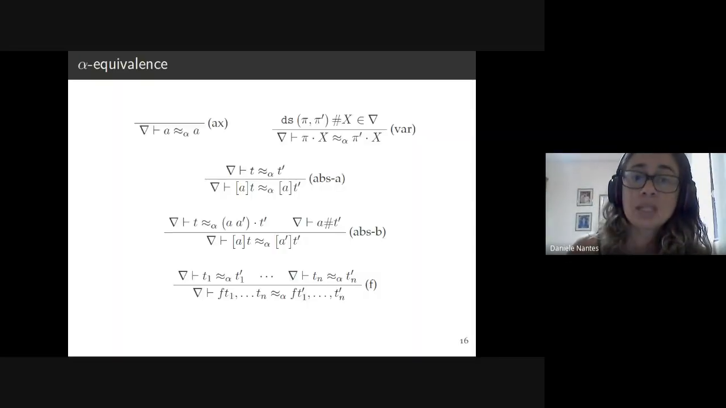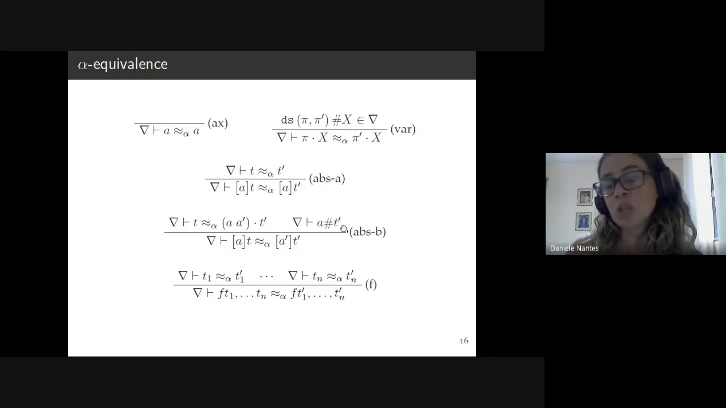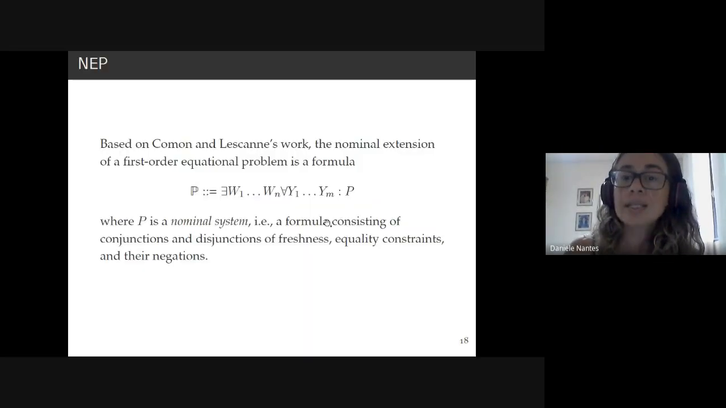Imagine here, I want to decide if the abstraction AT is different from abstraction A prime in T prime. They are different when either this is false, when this is different, or this is false. Okay, A is not fresh for T prime, or you cannot derive that A is fresh for T prime. So basically, we have added the negation of equality and freshness constraints. And we also work with conjunction and disjunction of these things.